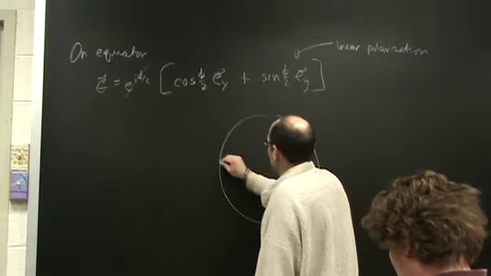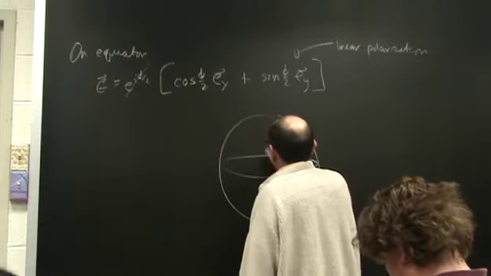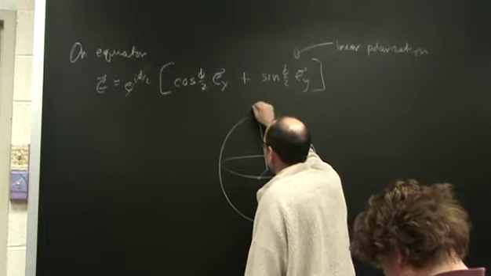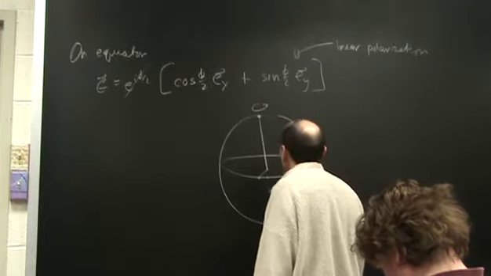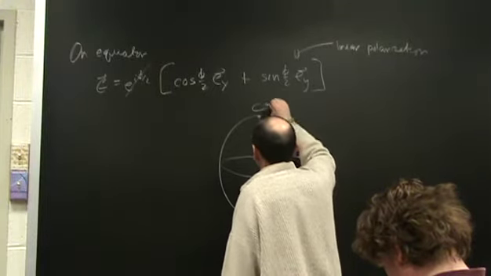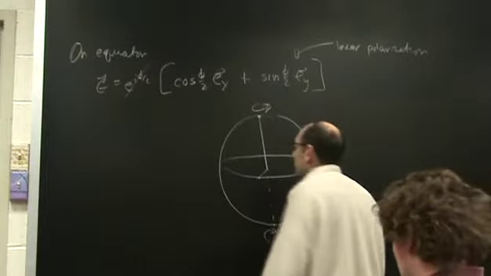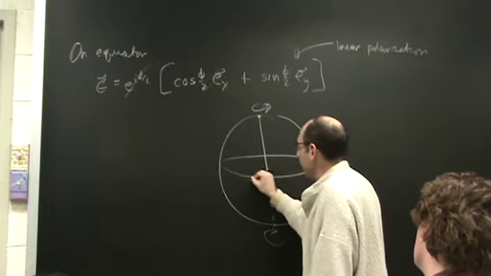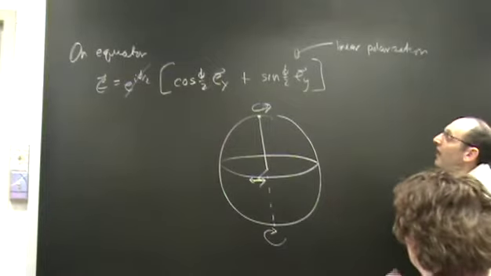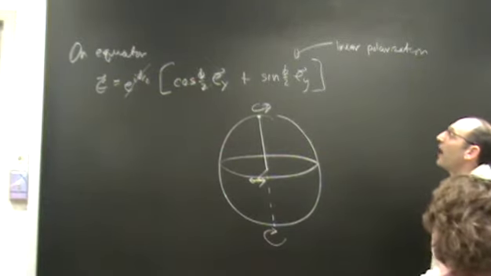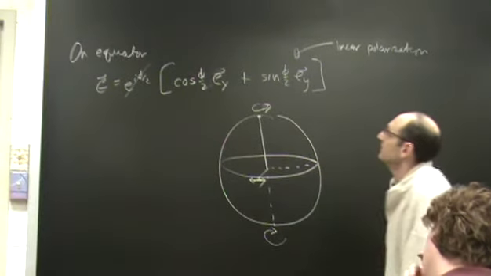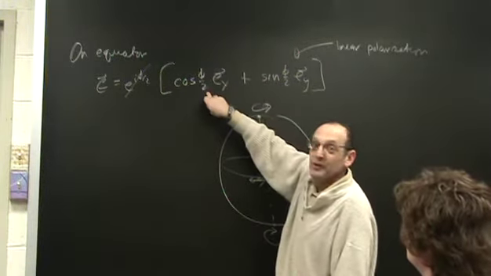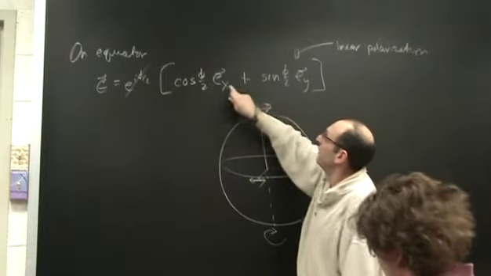So here's the Poincare sphere. Here's phi equals 0, here's theta equals 0. At the top, I have right-hand circular polarization. At the south pole, I have the opposite. Here's phi equals 0. When phi equals 0, I have x polarization. When phi equals pi over 2, what do I got? 45 degrees, right? Because when phi is pi over 2, I get 1 over root 2 ex.